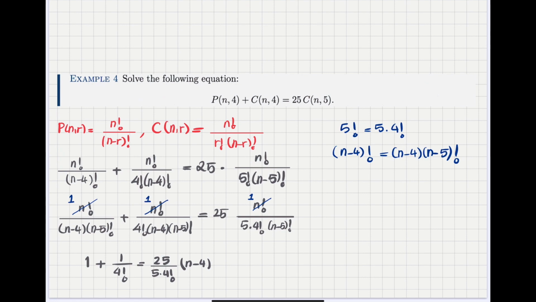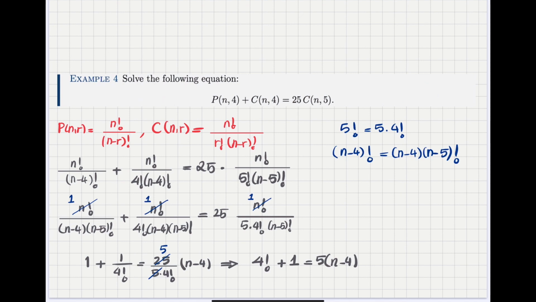So what happens now? I can go further and simplify this 5 with that 25. It becomes 5 times. And to get rid of the final fraction, you didn't need to do it in 2 steps actually. I multiply everything by 4 factorial. The first number becomes 4 factorial. The second number becomes just 1. The third number would be 5 times n minus 4 because I multiplied this by 4 factorial. And this is a very simple equation. I have to solve that.